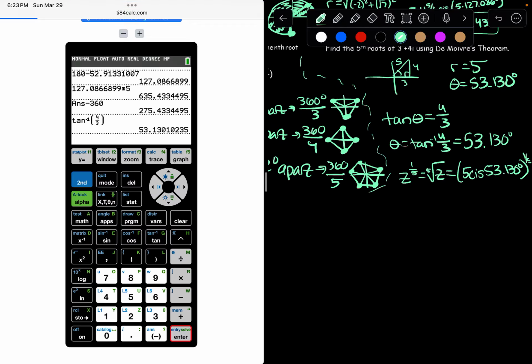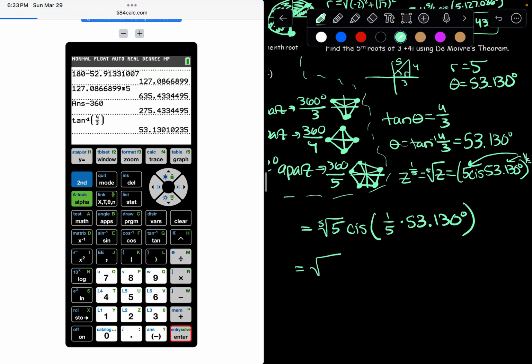Sorry, I'm running out of space, but we'll go down. All right, so that means I'm going to take the 5th root of 5. I'm still going to apply the power to the radius, and then I multiply it with the angle. So I have CIS, so we'll have 1/5 times 53.130 degrees. So again, even though we're using a fraction, it's the same process that we did when we raised this complex number to a power. We still just raise the radius to that power and then multiply the angle by that power.